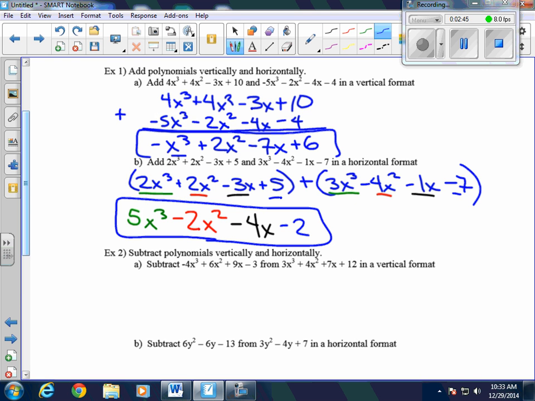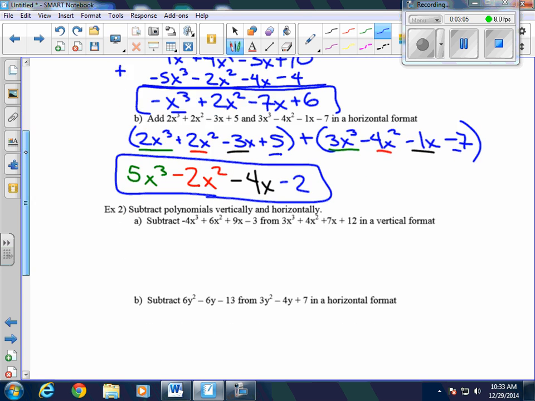Again, two different ways to do the problems. It doesn't matter if you use the vertical or the horizontal format. Some people prefer the vertical. Some people prefer the horizontal. I will typically do the horizontal just because then I don't have to rewrite those numbers down. But there's two different methods.